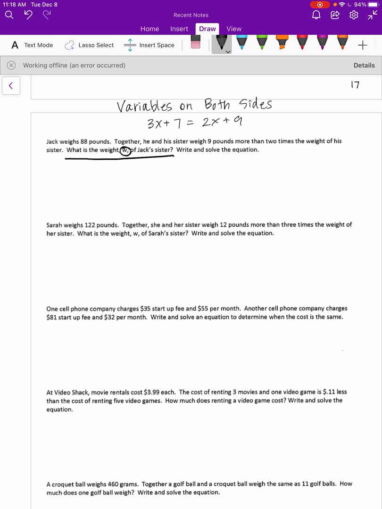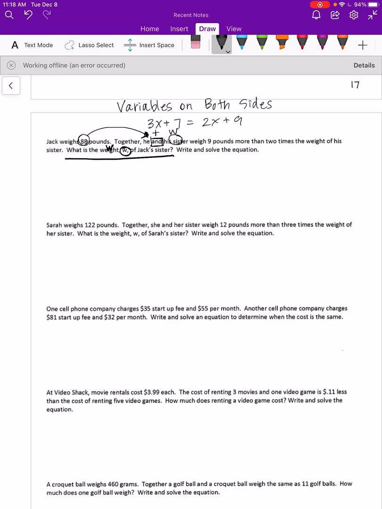So when you get to Jack's sister, you're going to put a W. Now, they told you to use W, so I got to use a W when it comes to Jack's sister. So it says Jack weighs 88 pounds. Together, that's him. So I'm going to put that 88 here because that's him. He and is going to be a plus. His sister, that's his sister. So there we go. His sister is W. Weigh 9 pounds more than 2 times the weight of his sister.